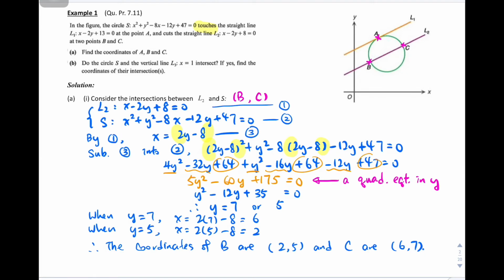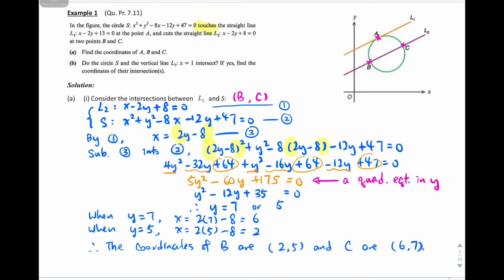After we finish example 1, you may find that it is quite boring to do the steps because the steps are very similar. We just substitute the linear equation into the equation of the circle. Then you will get a quadratic equation in either x or y. After you solve the values of the unknowns, you can find the intersecting points, find the coordinates. And let's make a conclusion after this example.